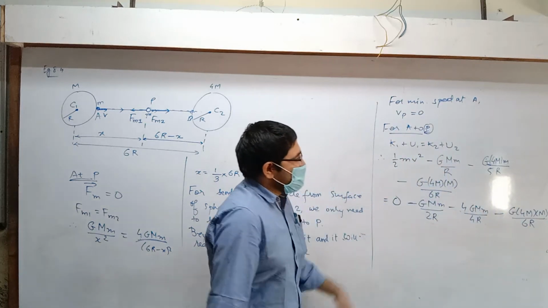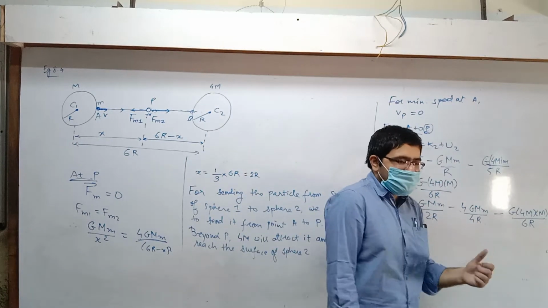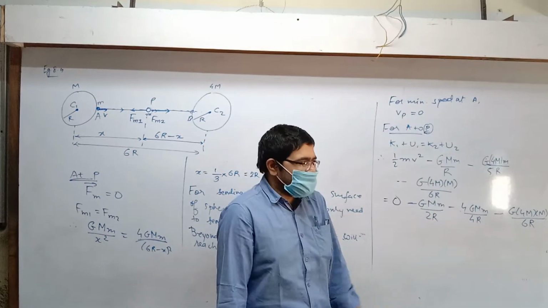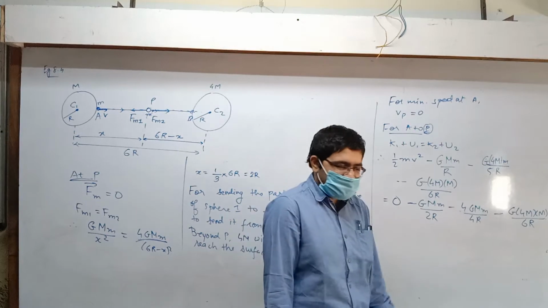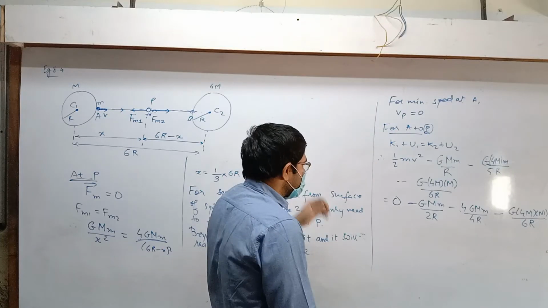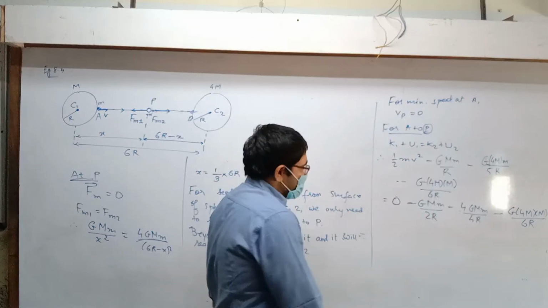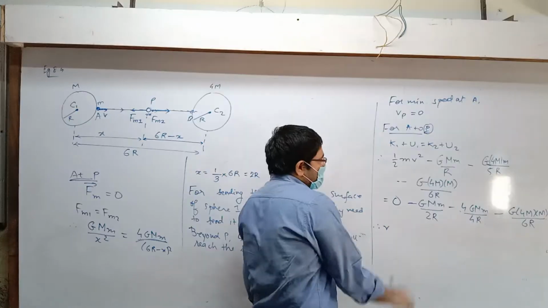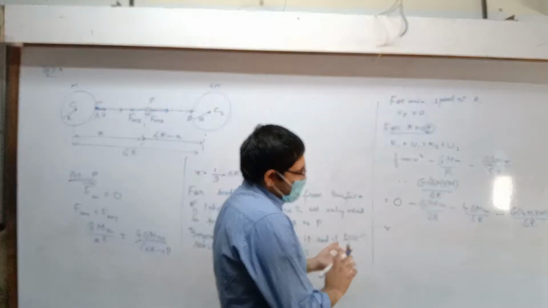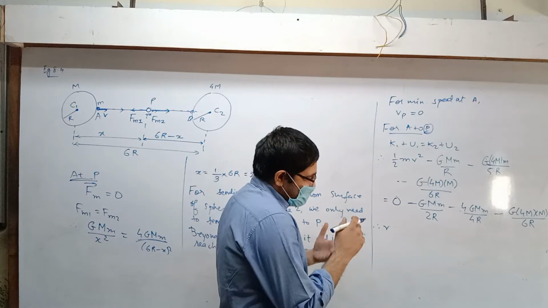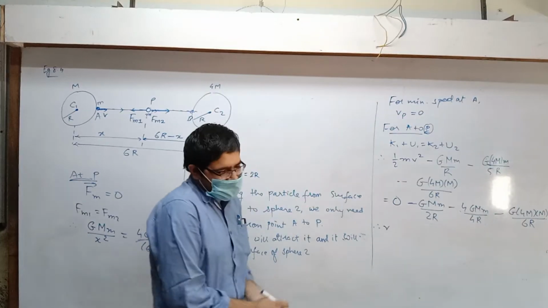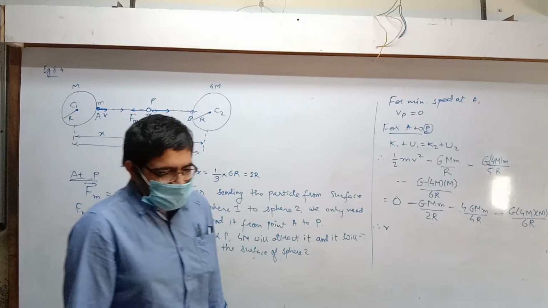I was telling you, this term is constant. So even if you don't write it, it's fine, because it will always get cancelled whenever you use it. Now we have to find out what V is. The easiest way to do it is to cancel small m and then take 4M, G, M and R common. Do it fast.